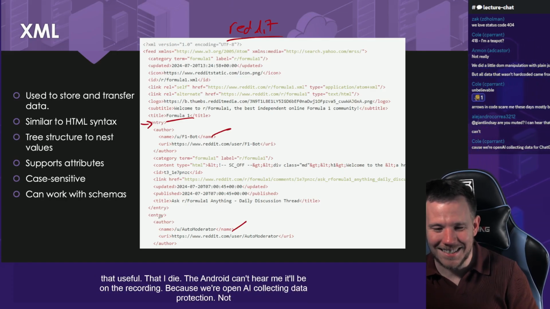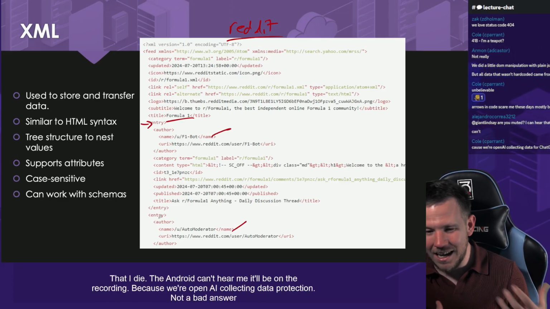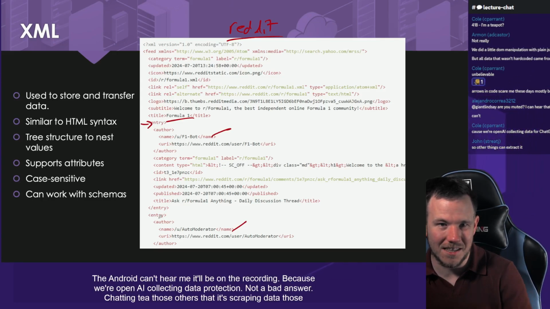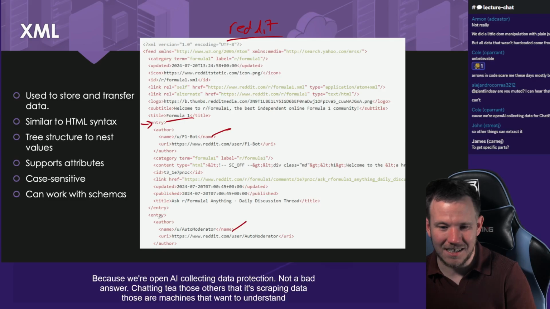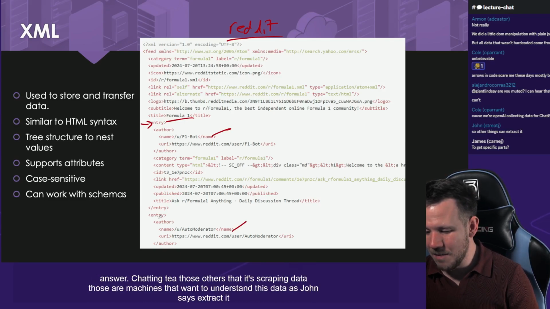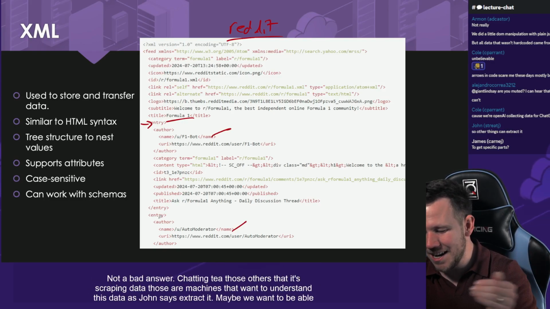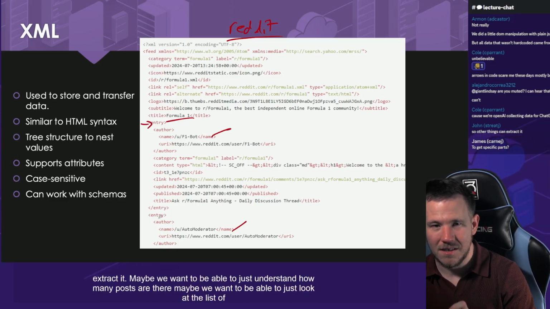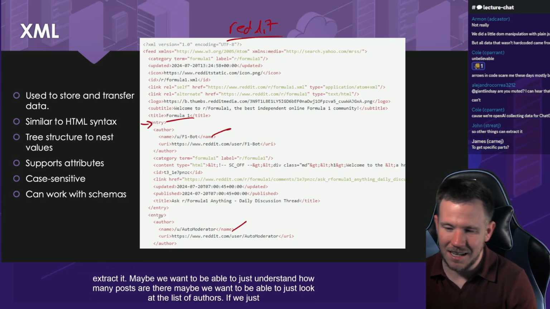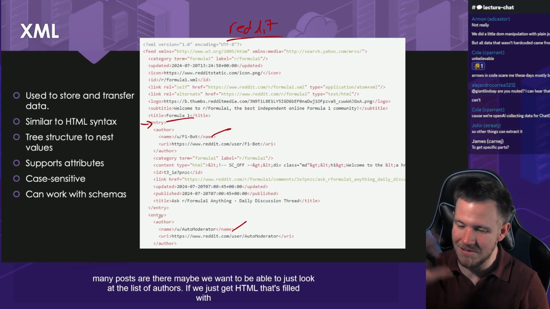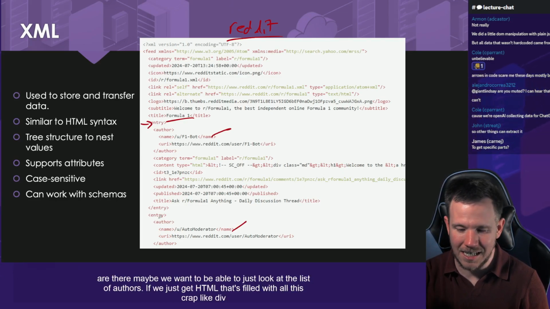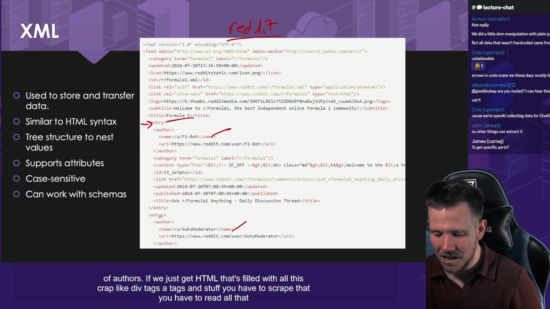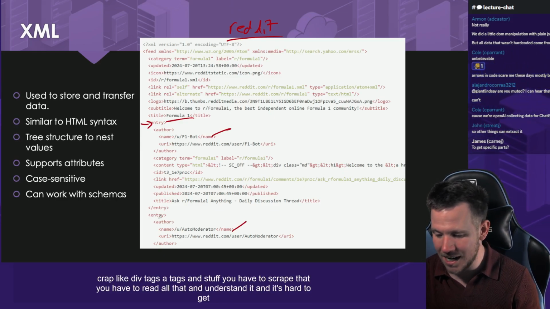Not a bad answer, Cole. ChatGPT, those others that are scraping data, those are machines that want to understand this data. As John says, extract it. Maybe we want to be able to just understand how many posts there are. Maybe we want to look at the list of authors. If we just get HTML that's filled with all this crap, like div tags, A tags and stuff, you have to scrape that, you have to read all that and understand it, and it's hard to get consistent data out.